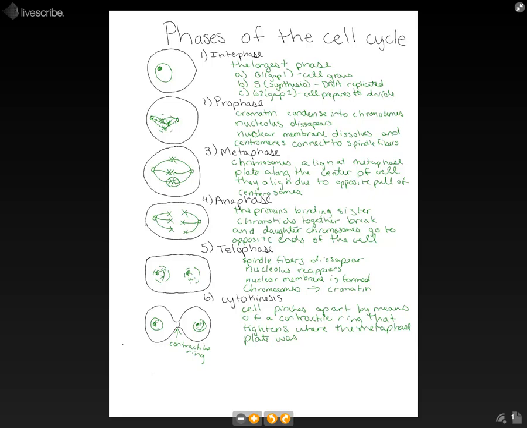So this is our phases of the cell cycle. And essentially we've more or less just outlined mitosis here. Mitosis would be steps 2 through 5. So prophase, metaphase, anaphase, and telophase.